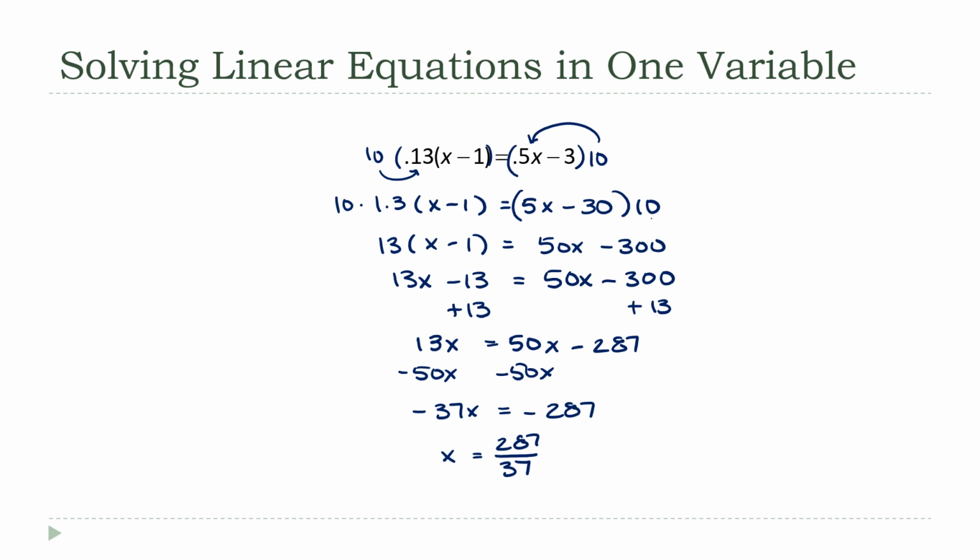Because the original question used decimals. I always tell my students, your answer should be in the same format as the original question. If you go to your calculator and ask it what this is, it will tell you that it's, in fact, a repeating decimal. So this is approximately equal to 7.756, and it goes on and on and on.